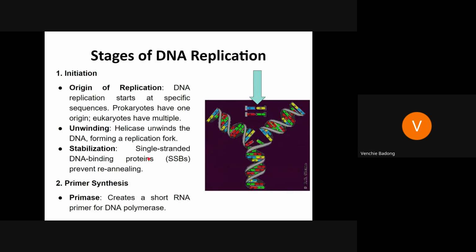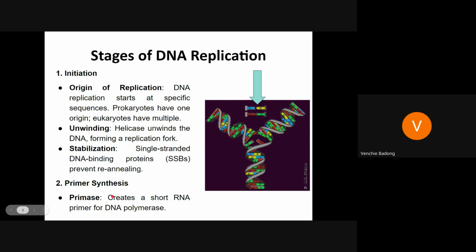So here are the stages. You have the initiation as the first phase. Here the DNA starts at a very specific sequence. Prokaryotes have one origin, while eukaryotes have multiple origins. Helicase again is a requirement, forming a replication fork that looks like a Y shape. And single-stranded DNA binding proteins are a requirement to prevent reannealing of the DNA.